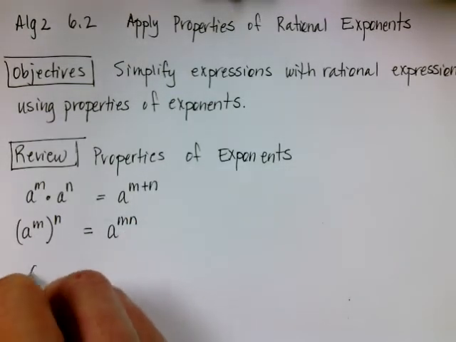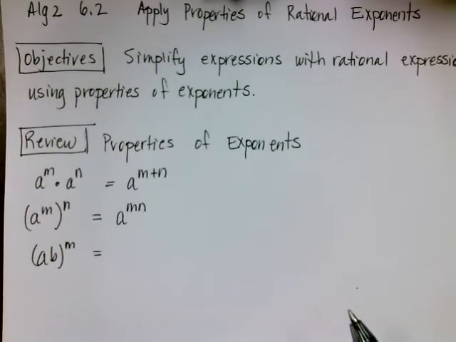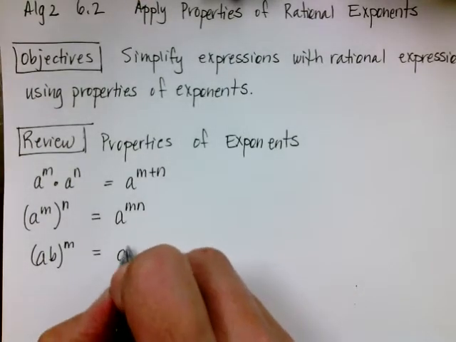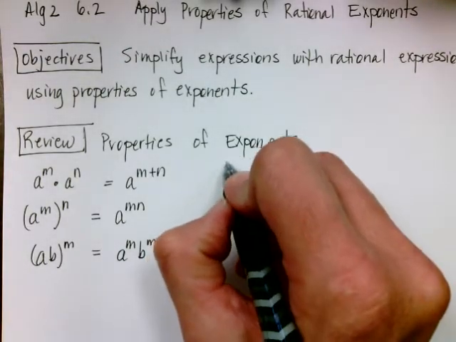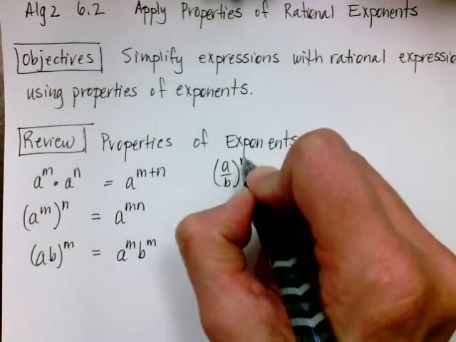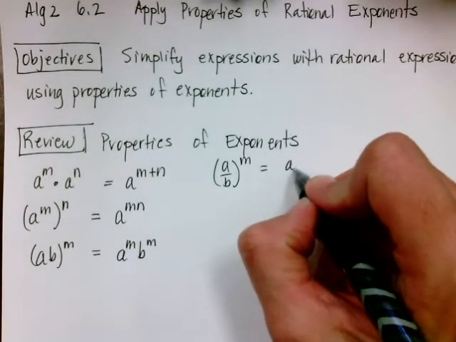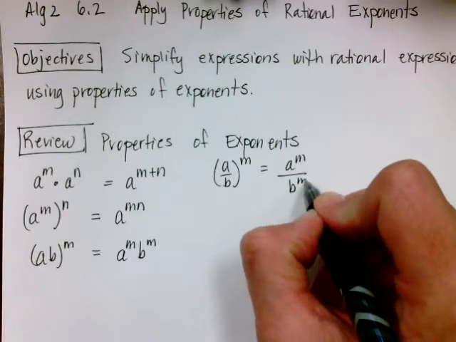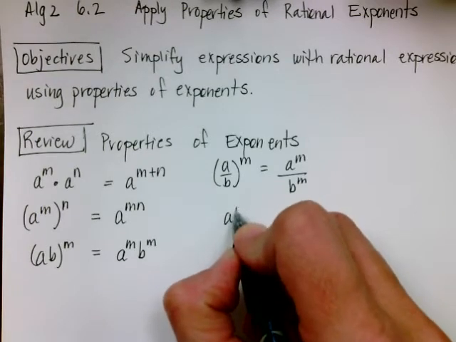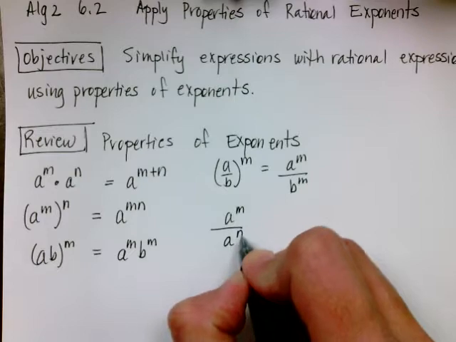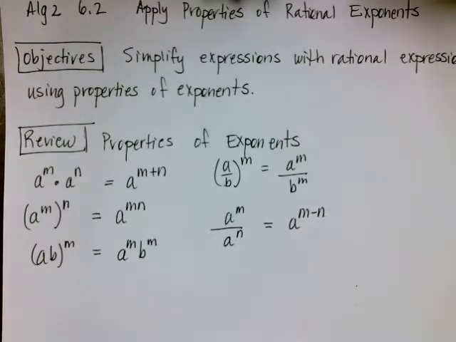If I have ab to the m, that m gets distributed to everything on the inside of the parentheses, so this is going to be a to the m, b to the m. If I have a divided by b raised to the m, again that m gets distributed to everything on the inside, so it's going to be a to the m divided by b to the m. If I have a to the m divided by a to the n, noticing that the bases are the same, this is going to be a to the m minus n.